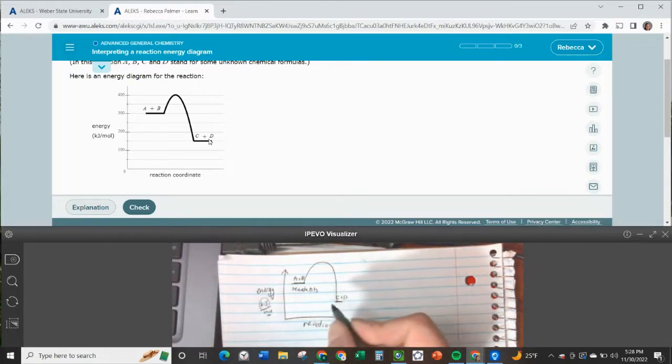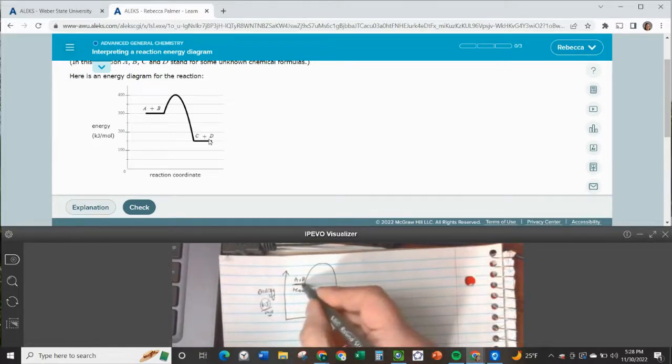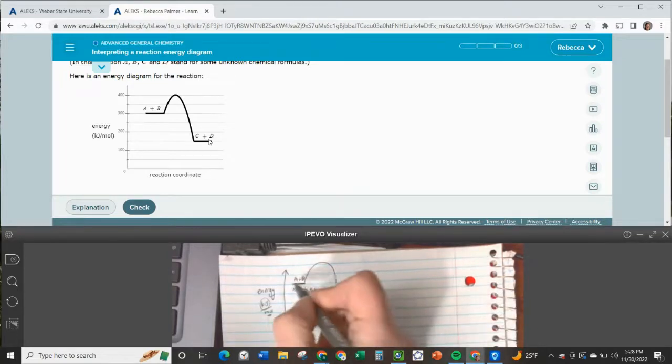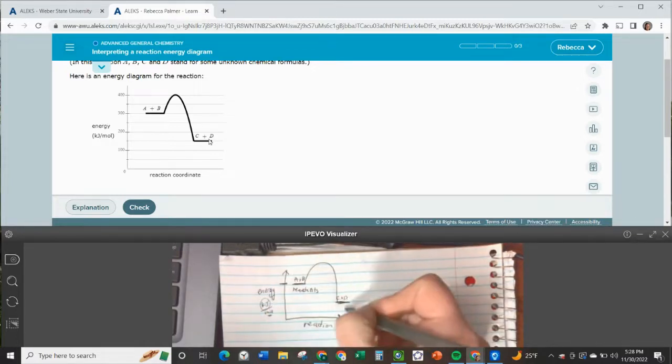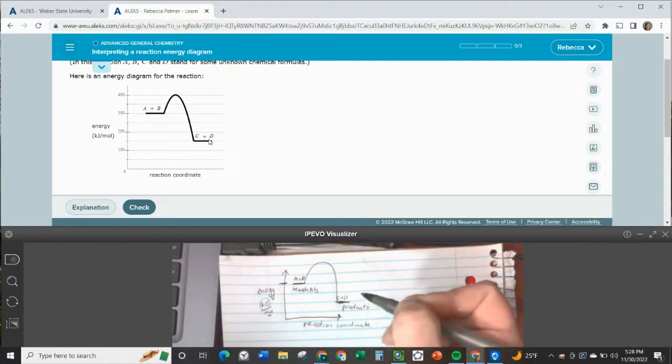This is called a reaction coordinate diagram. They're also calling it an energy diagram. So this is where we start, our reactants start over here, and our products end over here. So notice that our reactants in this graph are higher energy than our products. And that tells us something about our reaction.